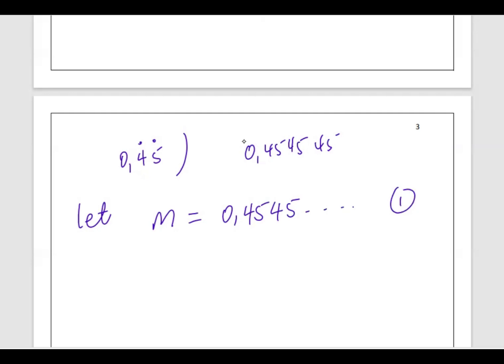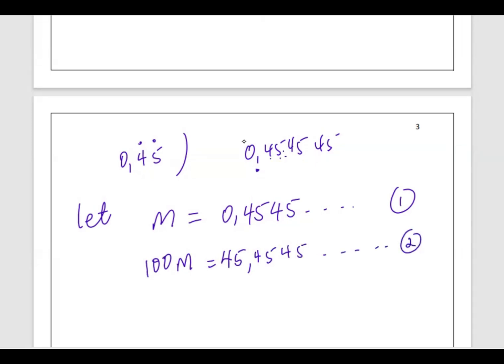Then, how many places must the comma move to cover the numbers that are recurring? We are seeing that 45 is recurring, so the comma must cover 2 digits. For 2 digits, we're going to multiply by 100, because every step that the comma moves is just a multiple of 10. So I'm going to say 100 on the left, which is 100m, and then 100 on the right, which is going to be 45, 45, and then 45. This becomes my equation number 2.